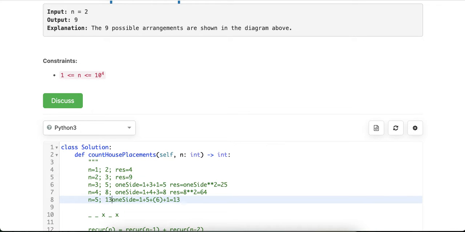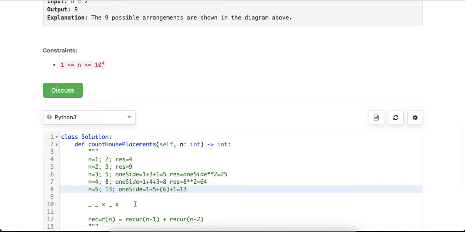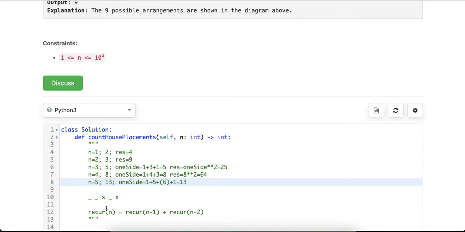13. So is 13 equal to 5 plus 8? Yes, it is. Then we got the relationship here. I forget the name of this. I think Fibonacci. Maybe I'm wrong, but basically this is the relationship. And then after we got that one-side relationship, we just need to square it to get our result.